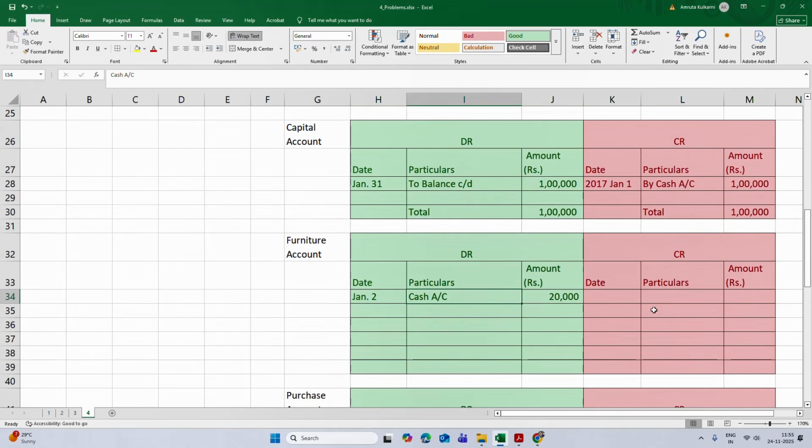Now let's say in case of furniture account, we just have one entry, that is furniture account is debited to rupees 20,000 to cash. So we will balance this entry on January 31, that is by balance carried down rupees 20,000 and then total.